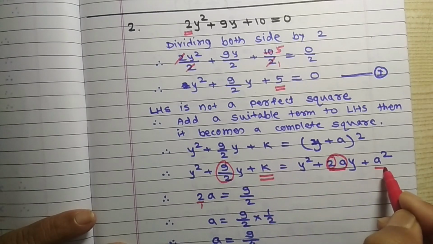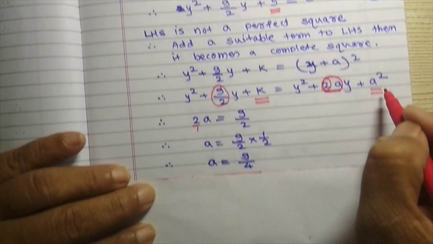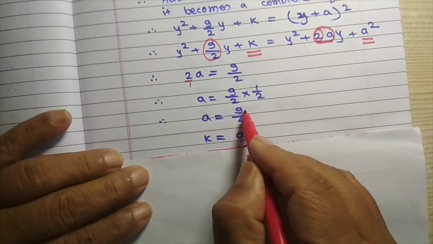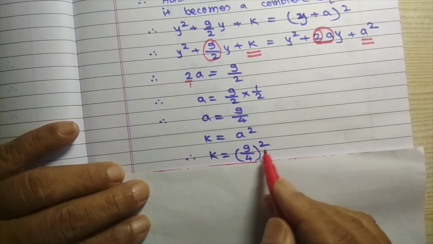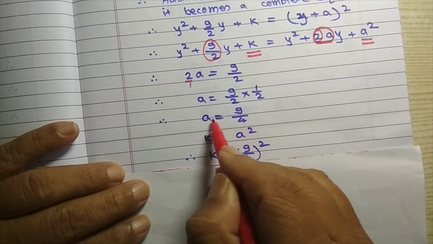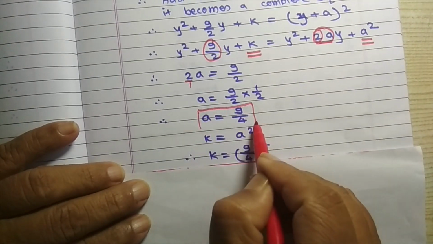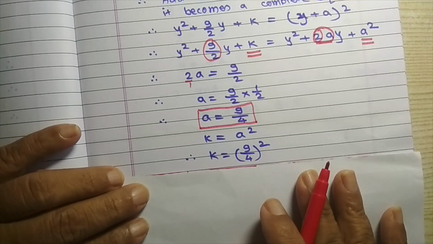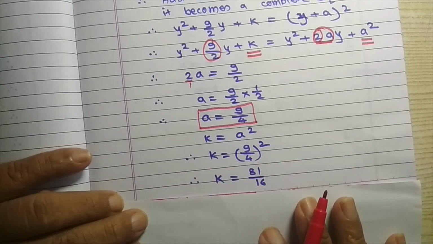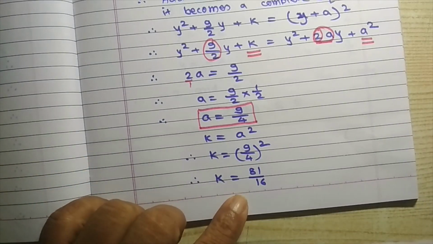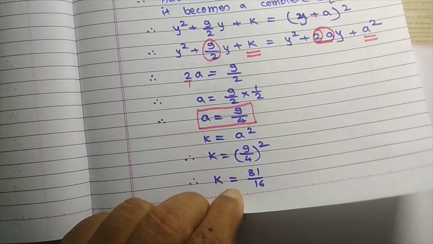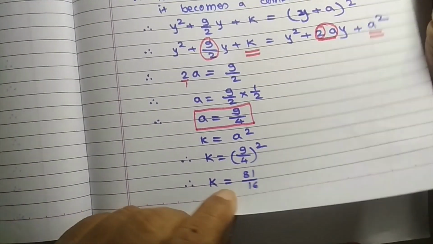Then k means a square. We know that k means a square. Therefore, we have to write k is equal to a square. We have to put this value here. k is equal to (9 upon 4) bracket square, because value of a is 9 upon 4. This is the value for a. Therefore, we have to write here 9 upon 4 and square it. It becomes k is equal to 81 upon 16. Okay. This is the value for k. We have to add this 81 upon 16 to the left side and also subtract it. We have to write that equation first.